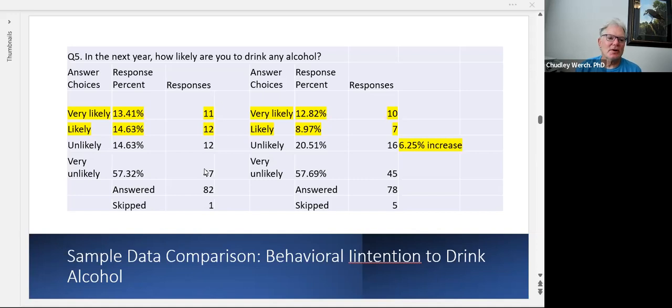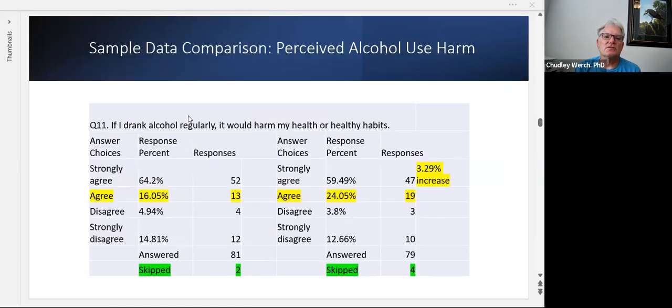You could look at the other end of the scale, by the way. You could look at unlikely and very unlikely. So it really doesn't matter. You have a lot of flexibility in what you're highlighting. It's the other side of the coin, but it's the same thing you'll see. So sometimes, if they're in the same direction, we can combine the very likely or very unlikely, or the unlikely and very unlikely, if they're in the same direction from pre to post. Here's one last example of perceived alcohol use harm.